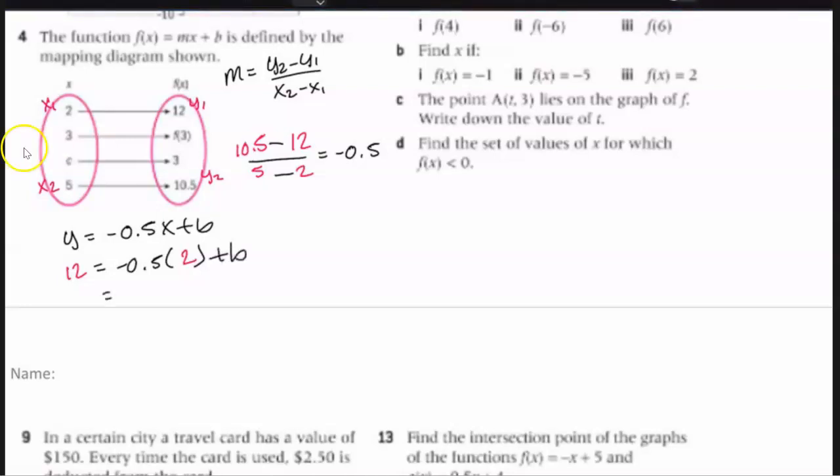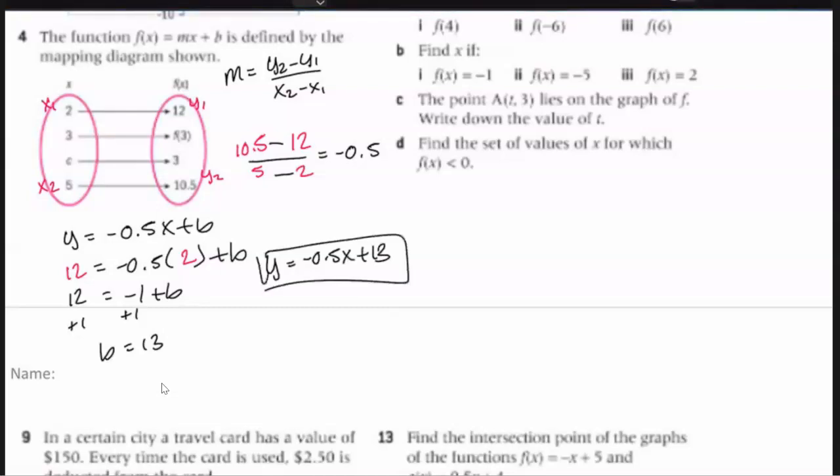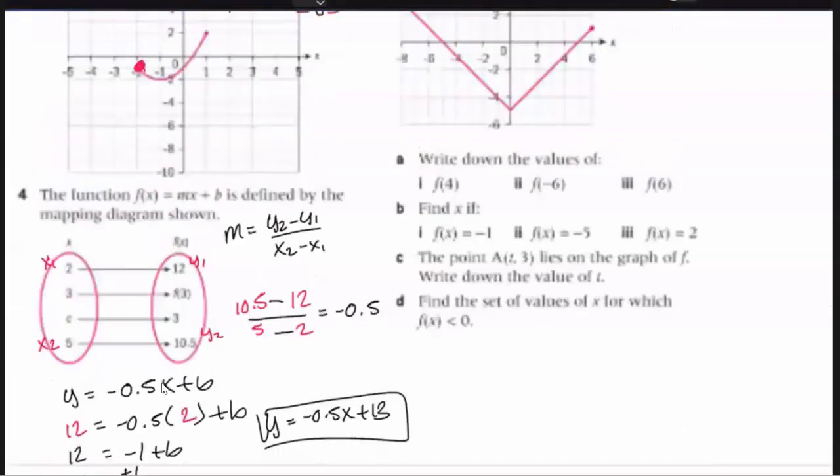Now, -0.5 times 2 is negative 1, plus b equals 12. To get b by itself, I'm going to add 1 to both sides. And you get b equals 13. So I can rewrite my formula as y equals negative 0.5x plus 13. So I know my general formula.